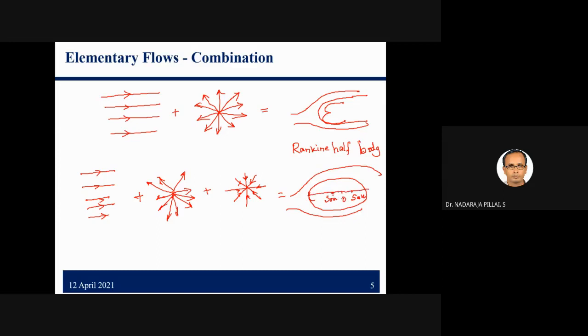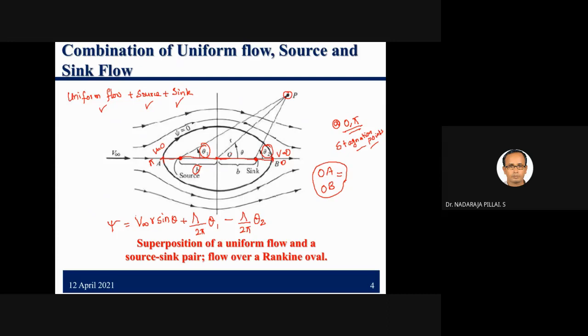Points A and B are the stagnation points, and at any point P we want to calculate, and we had such a discussion in the last class. So this is theta. You have a theta here, and A and B are the stagnation points. From O, the source is kept at a distance b, and the sink is also kept at a distance b.